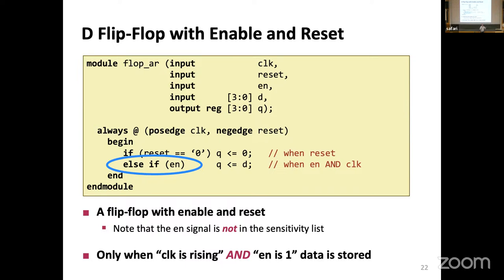So far, we looked at structural descriptions where blocks were connected. This is a behavioral description. We are explaining the behavior of what's happening, and the synthesizer figures out and says, he wants a D flip-flop. Okay, so the synthesizer will start looking here only if a positive edge clock or a negative edge reset came.